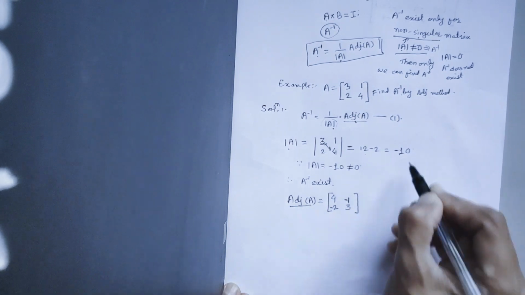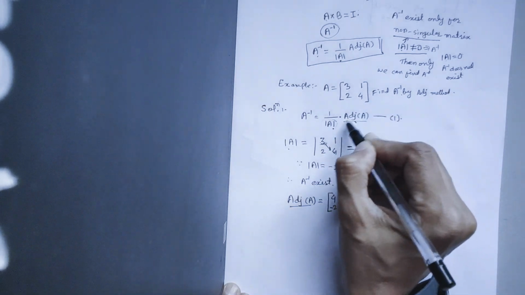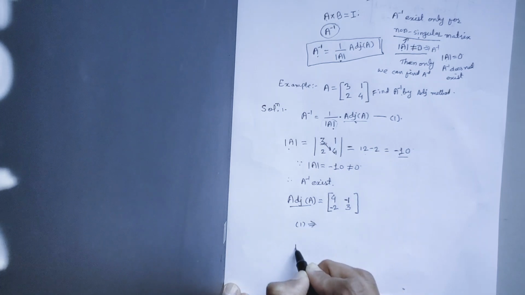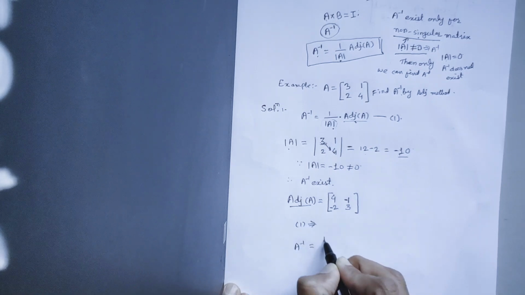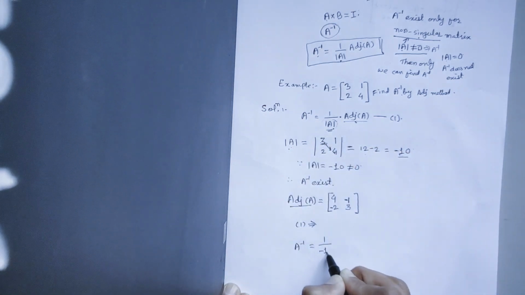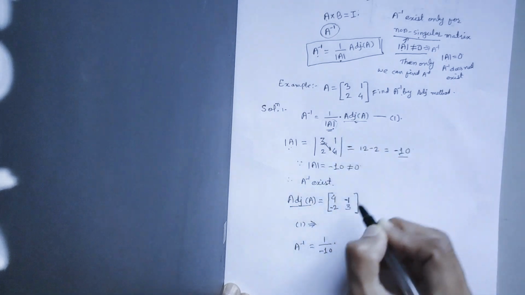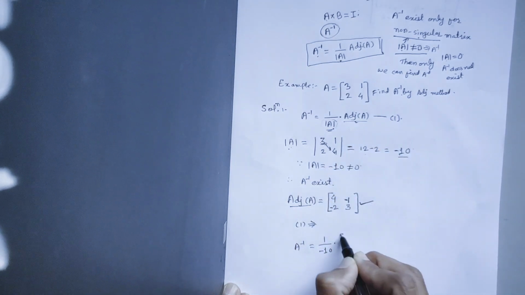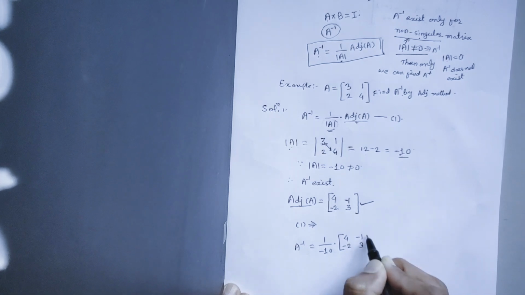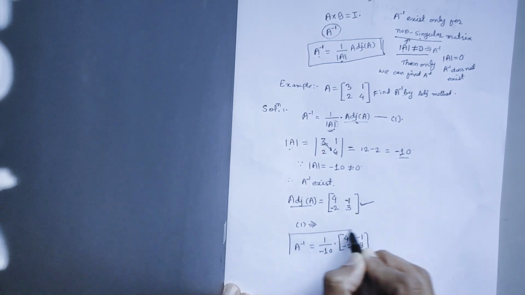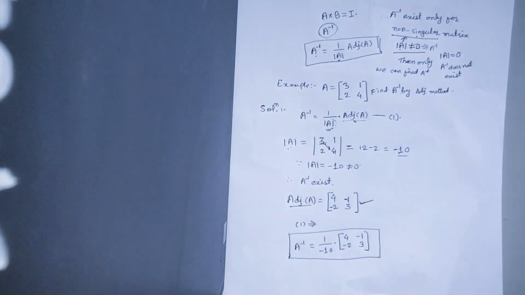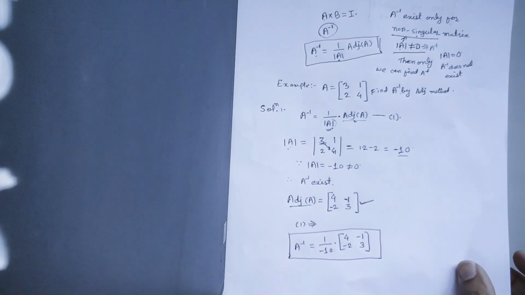Now you have the adjoint, you have the determinant, so just substitute the values here and you get A inverse. From equation 1, A inverse is 1 upon the determinant, mod of A is minus 10, into the adjoint of A. My adjoint is this, so I am writing here 4, minus 1, minus 2, 3. This is my A inverse. So that's how you find A inverse of a 2 by 2 matrix.